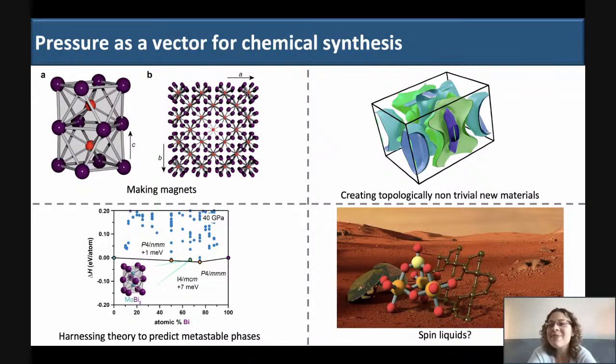So I'm actually going to completely change gears and talk about how we can use pressure, not just to synthesize materials, but to perturb their electronic and physical properties. And I'm going to warn you, the conclusion slide to this talk is, we think we did a cool thing, but we really have no idea. So the payoff will be not as gigantic, but it's still awesome.